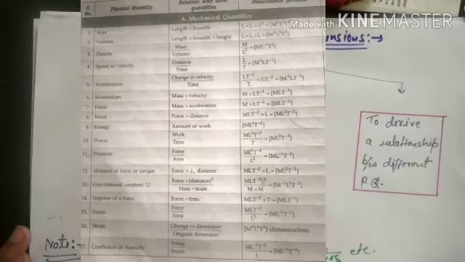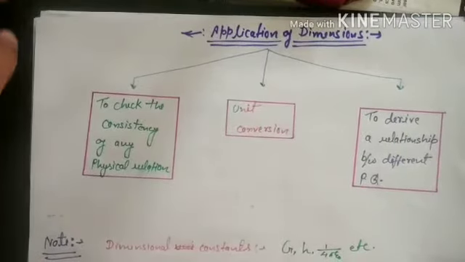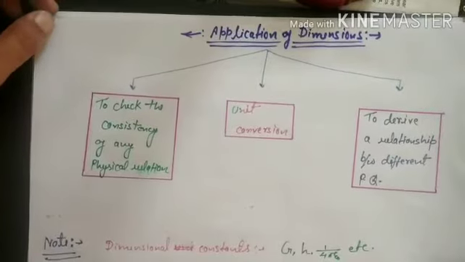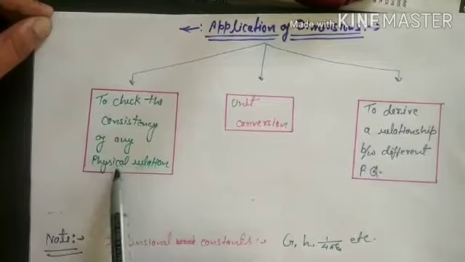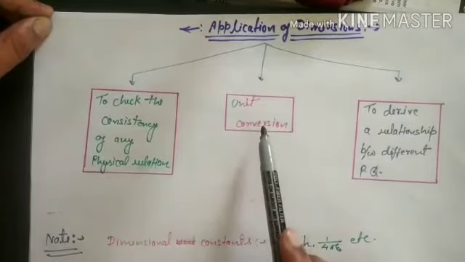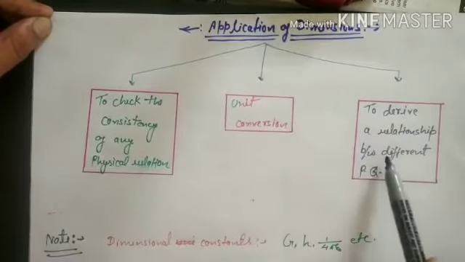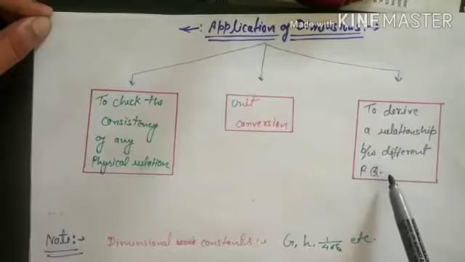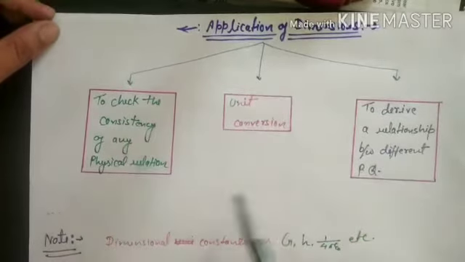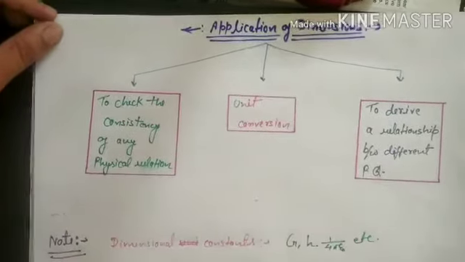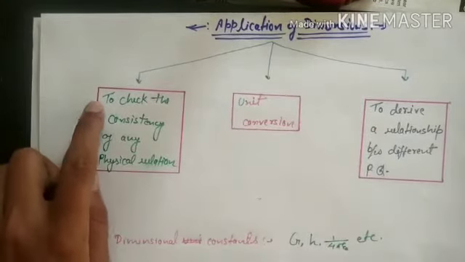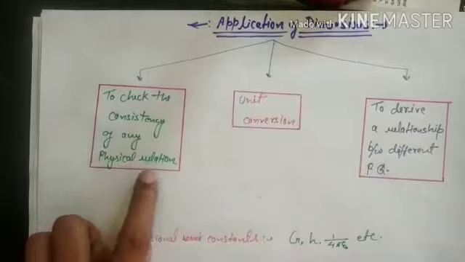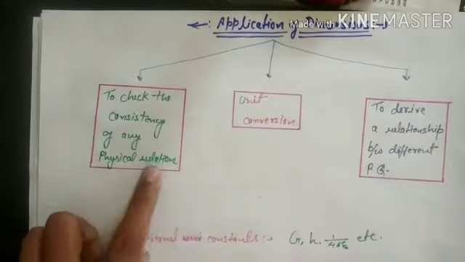Now, the next topic is applications of dimensions. Here you can see 3 types of applications are given: to check the consistency of any physical relation, unit conversion, and to derive a relationship between different physical quantities. All these applications are very important. First we'll talk about the first application, that is to check the consistency of any physical relation.